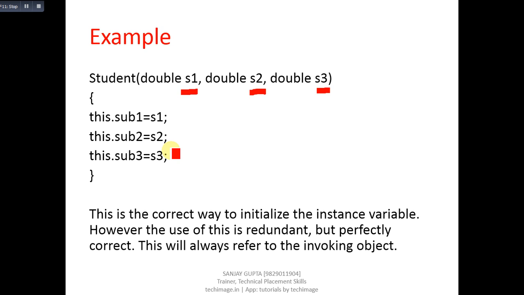So to distinguish instance variables from local variables, I have used this keyword. Here the instance variables are sub1, sub2 and sub3, and the local variables are S1, S2 and S3. So this is the correct way to initialize the instance variables. However, the use of this is redundant but perfectly correct. This will always refer to the invoking object.